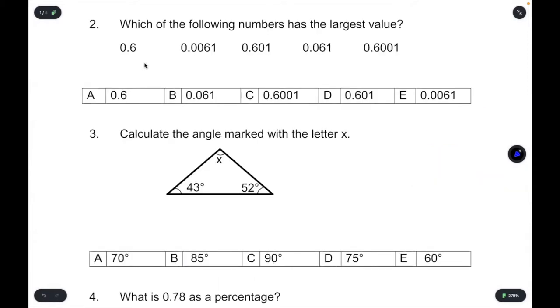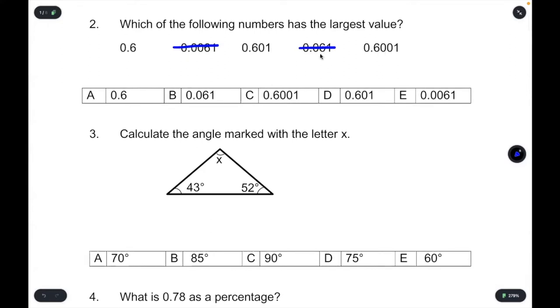Question 2, which of the following numbers has the largest value? First, let's look at the units column. Here we've got 0 units, 0 units, 0 units, 0 units, 0 units. So let's go then to the tenths column. Here we've got 6 tenths, 0 tenths. So this can't be the biggest. 6 tenths, 6 tenths, 0 tenths again. So this can't be the biggest. 6 tenths. Okay, so now we've got 3 that we can compare.